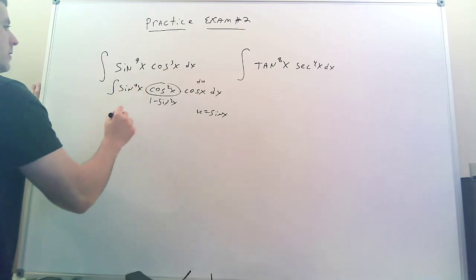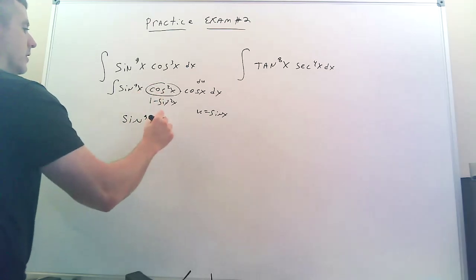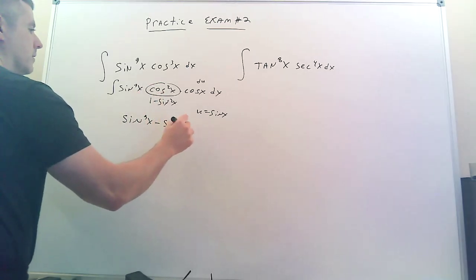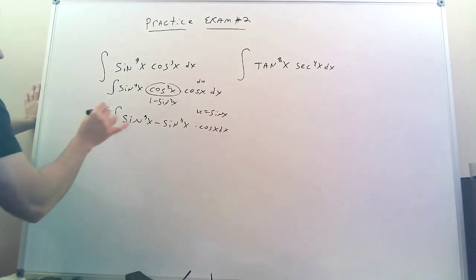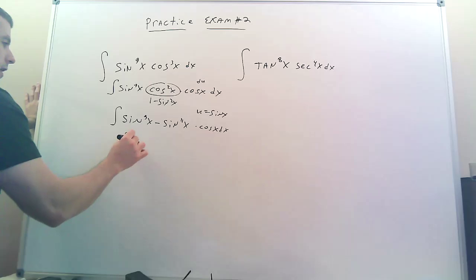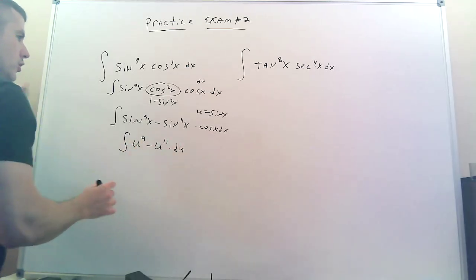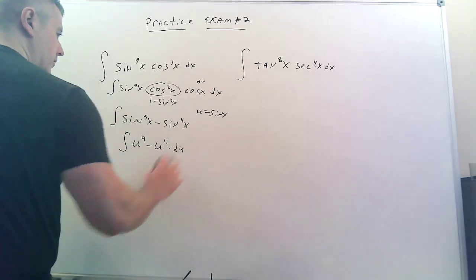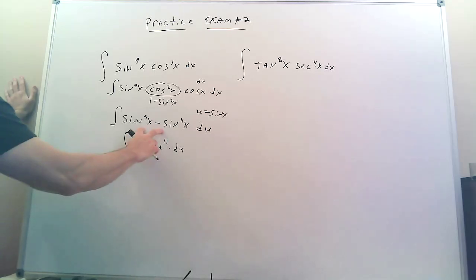I distribute it. So that's going to give me sine to the 9th minus sine to the 11th times cosine dx, right? I get that. At this point, you put the u there. Do not put the u too soon. And also, what students were doing was this. They were putting du right here on the quizzes. This makes no sense.